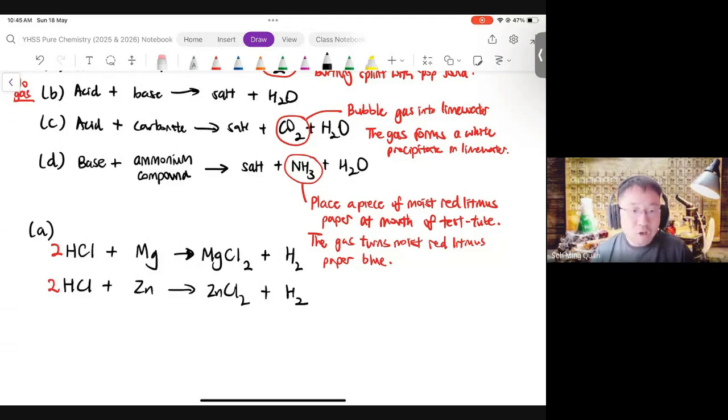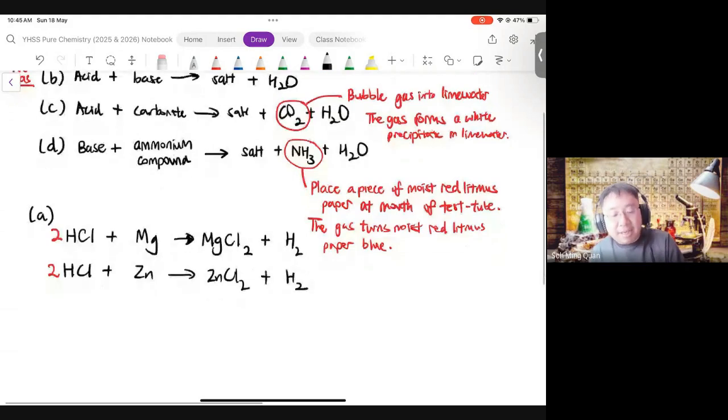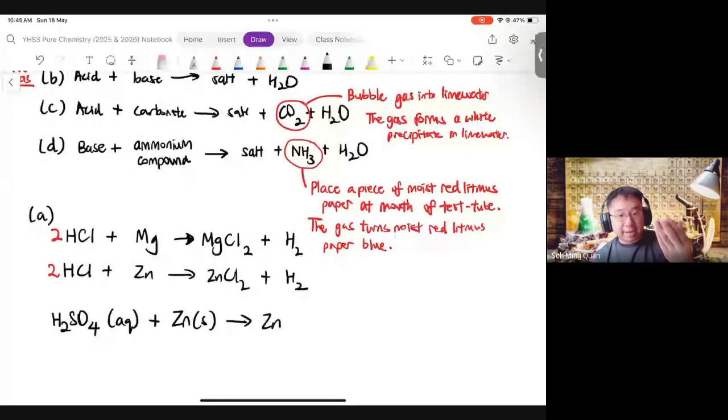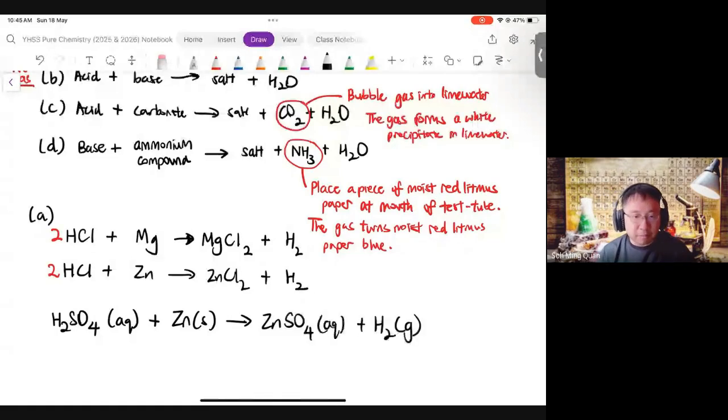All right. So in this case, if I didn't say, don't write. But what if I did say? If I did say, how do you write? For instance, okay, let's say zinc reacted with sulfuric acid. So you will need to write the state symbols. If I say write the state symbols, the state symbols come in this form.